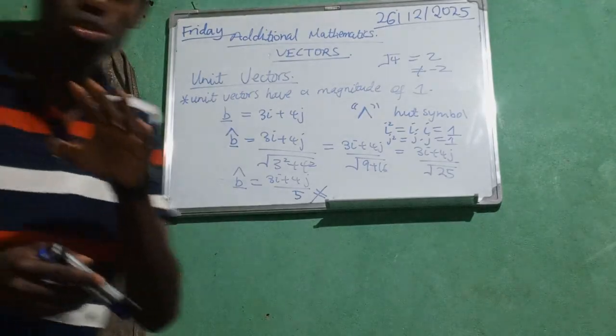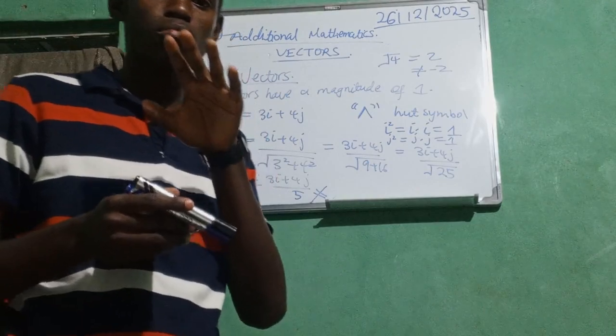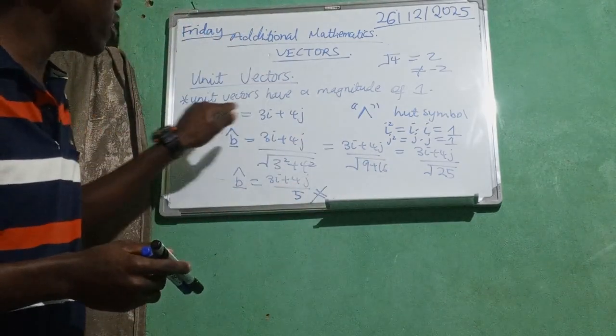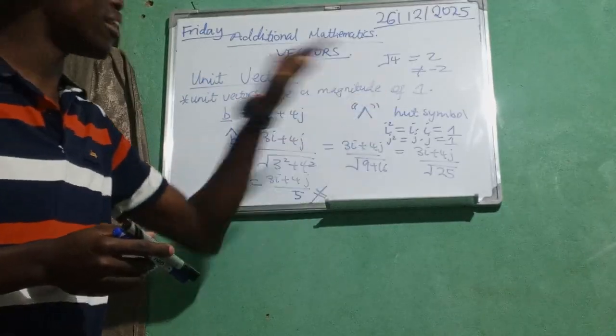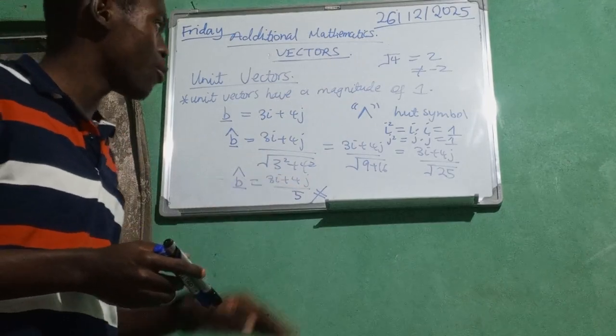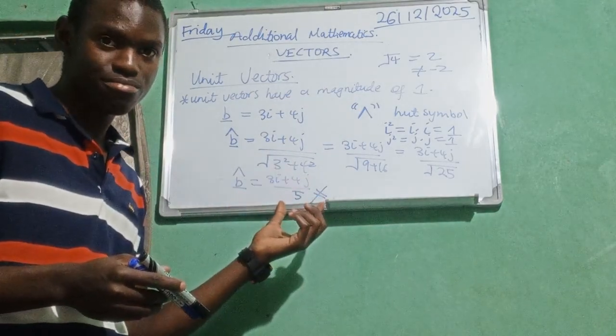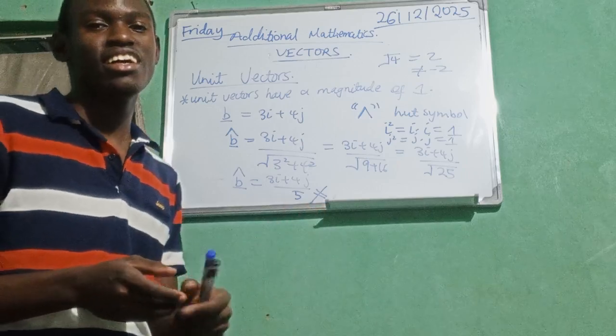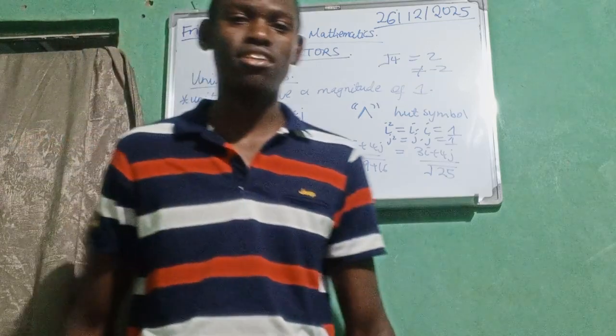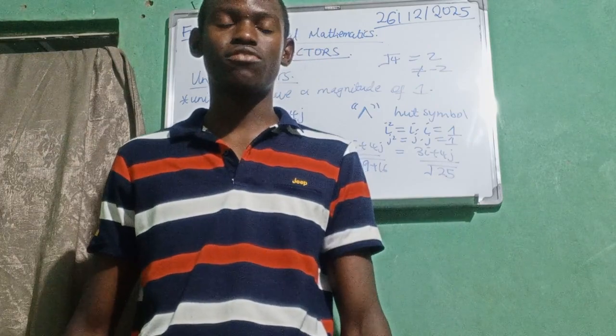Another thing to note, if you want to make your life easier when solving past paper questions, is that unit vectors have a magnitude of 1. So this is how we find a unit vector of a vector. Hopefully that's clear. This has been another segment under vectors, unit vectors.